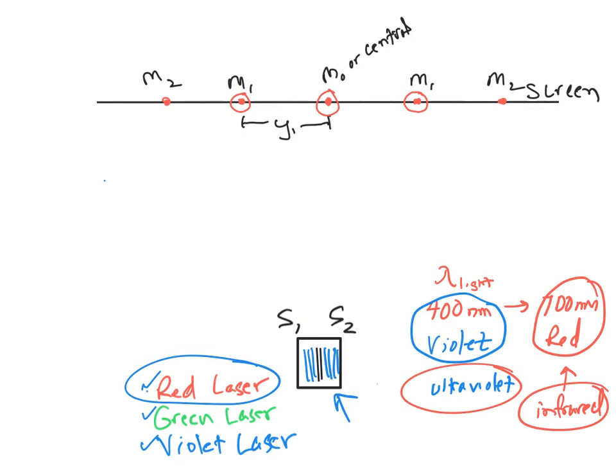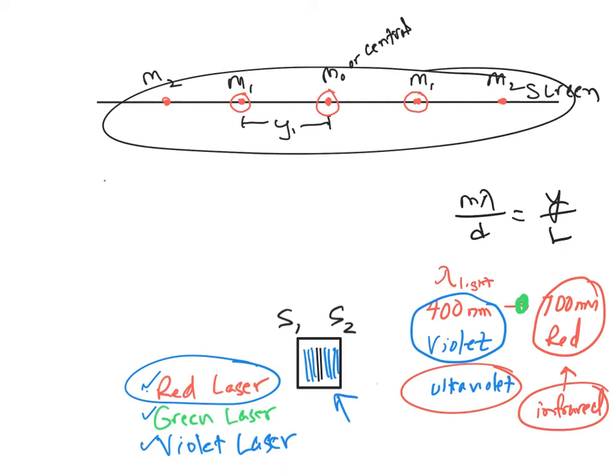So let's say I go to a green laser. If red is the longest and violet's the shortest, green must be somewhere in the middle here. So go to Young's double slit experiment equation. If I go from a red laser to a green laser, what do you expect to happen to this fringe spacing up here? Are they going to be further spaced out, or are they going to be closer together? Think about that for a second.